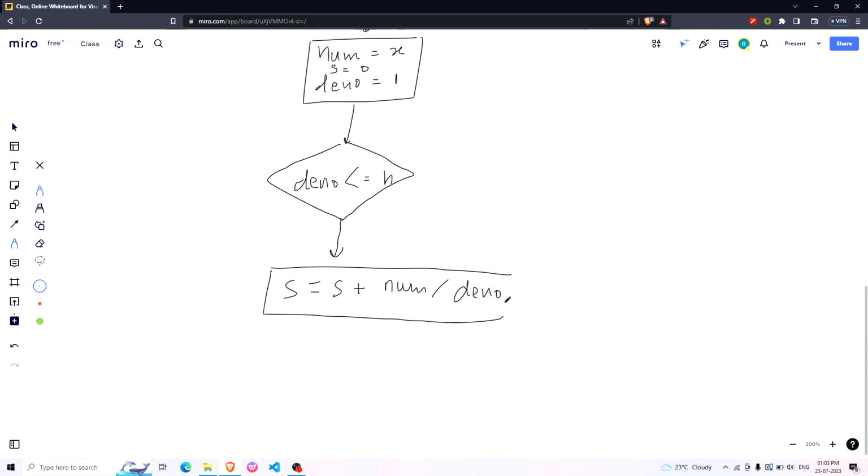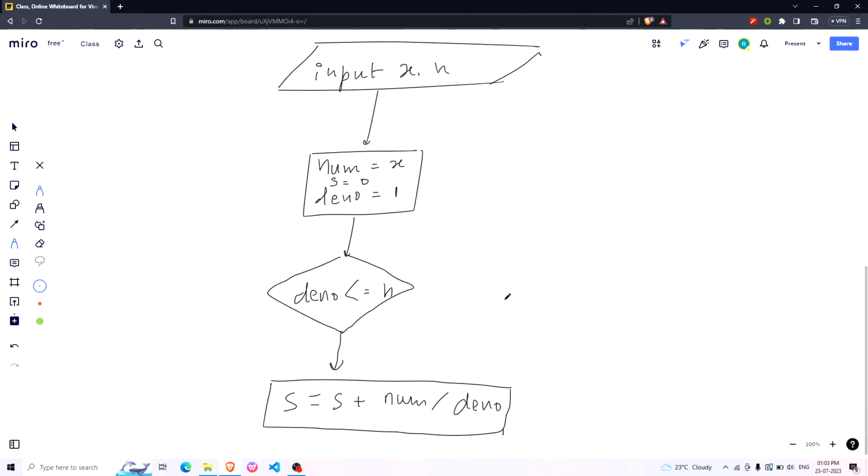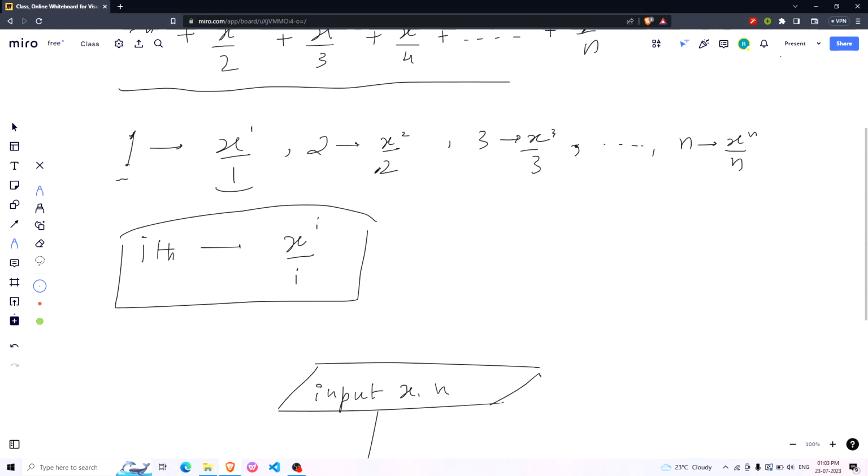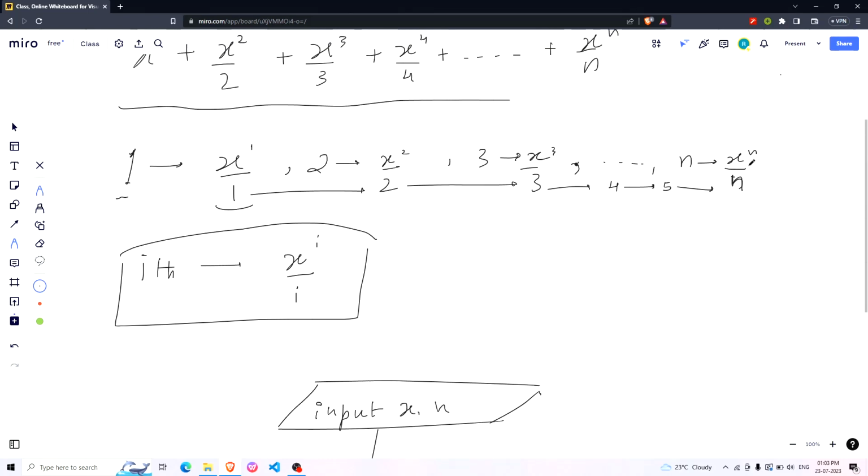And after that, what should we do? Let's look at this series again. After that, the denominator is incremented by 1. With each term, denominator is getting increased by 1. After this, it will become 4. After this, it will become 5. And up to n. Once it exceeds n, the loop needs to stop.